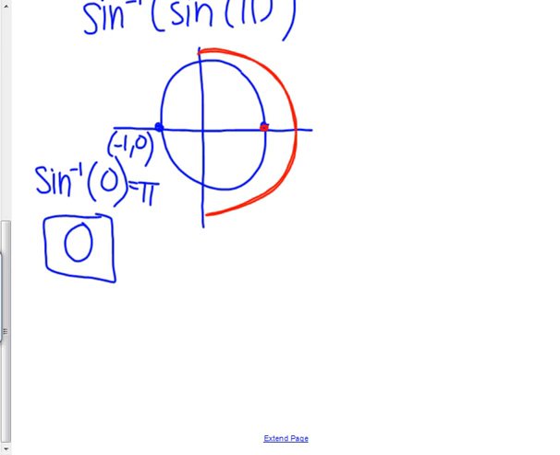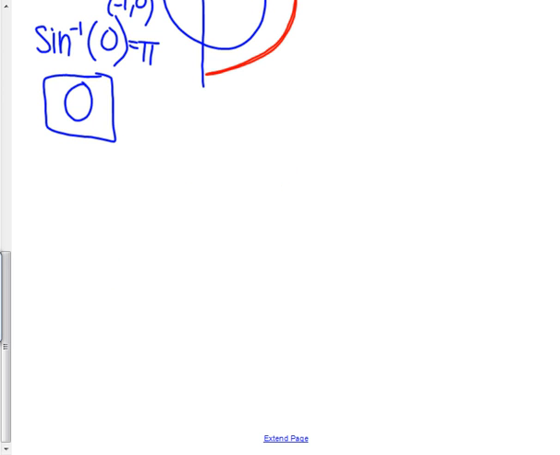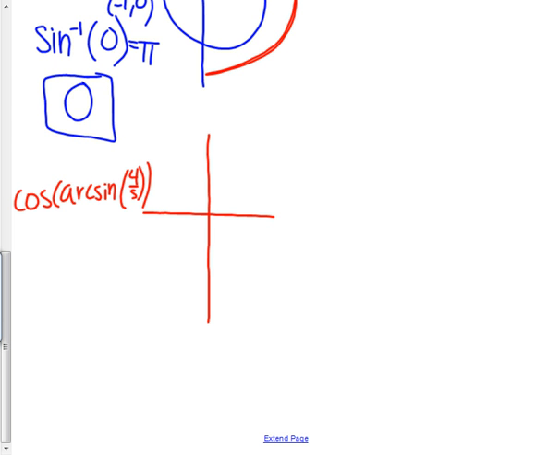And then the last one. Who thinks they got this last one right? Okay. So this one is cosine arc sine of 4 over 5. So we have our circle, and we're just going to draw the triangle right in there. Here's my angle. Sine is opposite over hypotenuse. Now, how do I know this side length? 3, 4, 5. Yep, it's a 3, 4, 5 triangle.